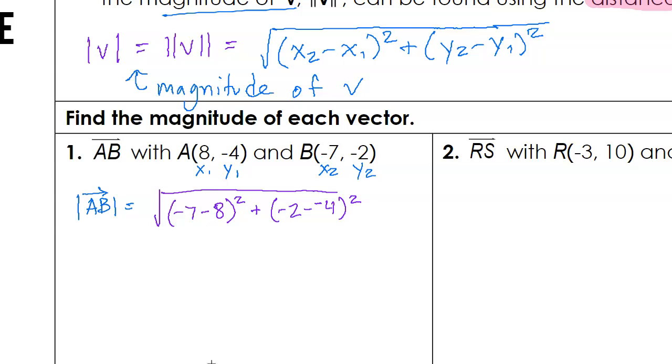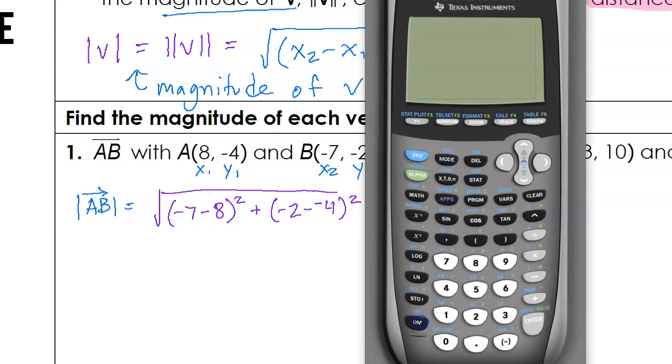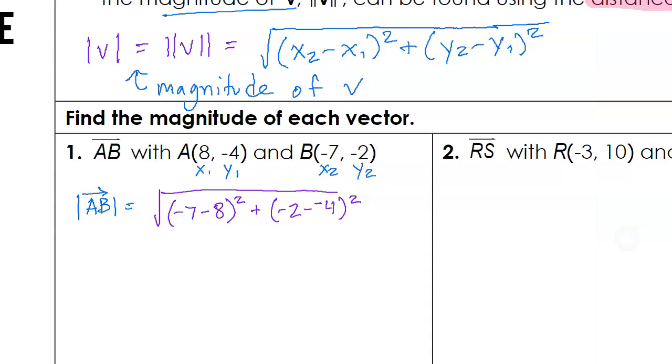Our Google form does want these as a decimal, so you don't need to worry about leaving them in radical form. So that means we're lucky, and we can just plug this all into our calculator. Square root of -7 minus 8 squared plus -2 minus -4 squared. And we get 15.1. And you're done.